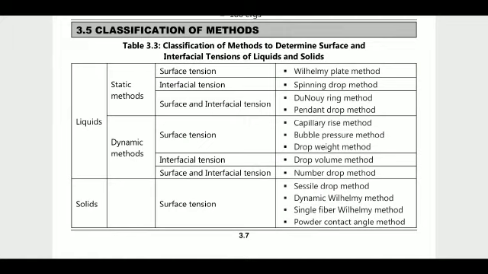The number drop method is used for determination of both surface tension and interfacial tensions of liquids. For determination of surface tension of solids, different methods are used: the sessile drop method, dynamic Wilhelmy method, single fiber Wilhelmy method, and the forward contact angle method.